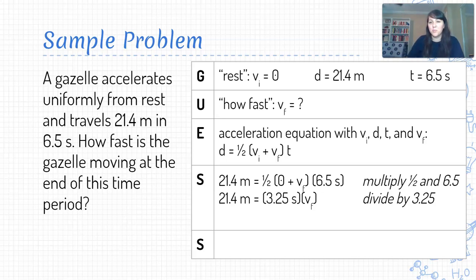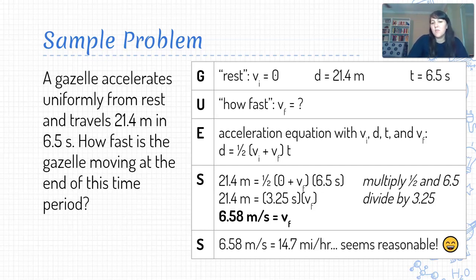I can get rid of the plus 0 because plus 0 doesn't do anything. And then I go ahead and divide both sides by 3.25, which gives me a final velocity of 6.58 meters per second. Now, does this make sense? 6.58 meters per second is a little under 15 miles per hour.